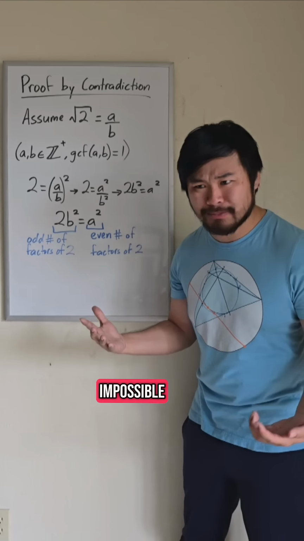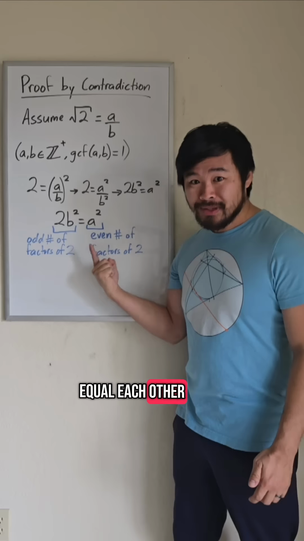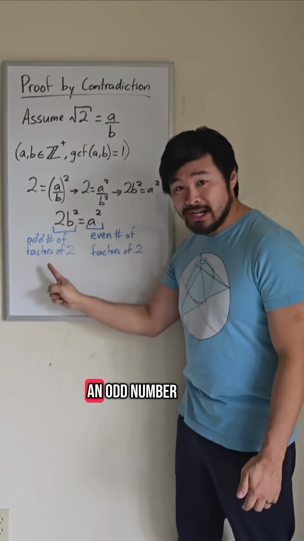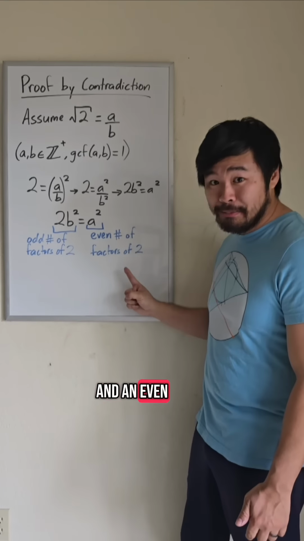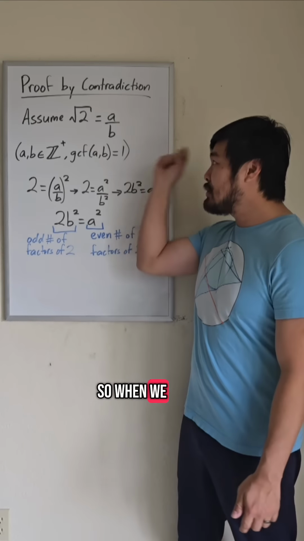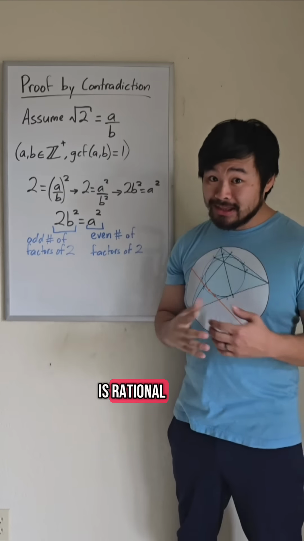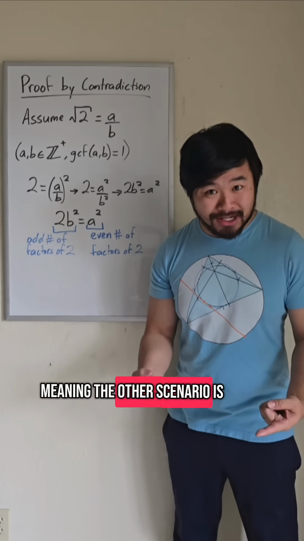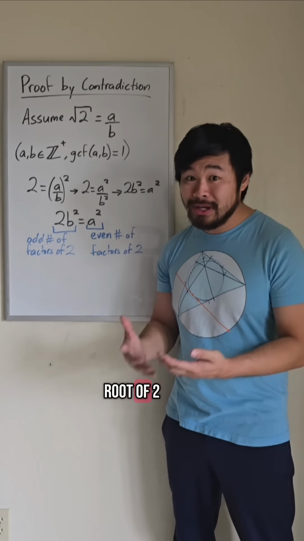Wait, this seems impossible. These will never equal each other, because there's no number that has an odd number of factors of 2 and an even number of factors of 2. So there's our contradiction. So when we assume that the square root of 2 is rational, things fall apart, meaning the other scenario is true, that the square root of 2 is irrational.